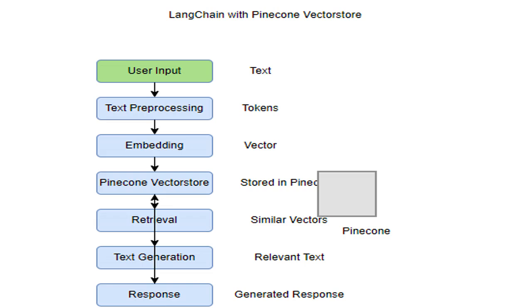User input. Receives text input from the user. Capture user queries or prompts. Passes the input to text pre-processing. Initiates the system's processing pipeline.